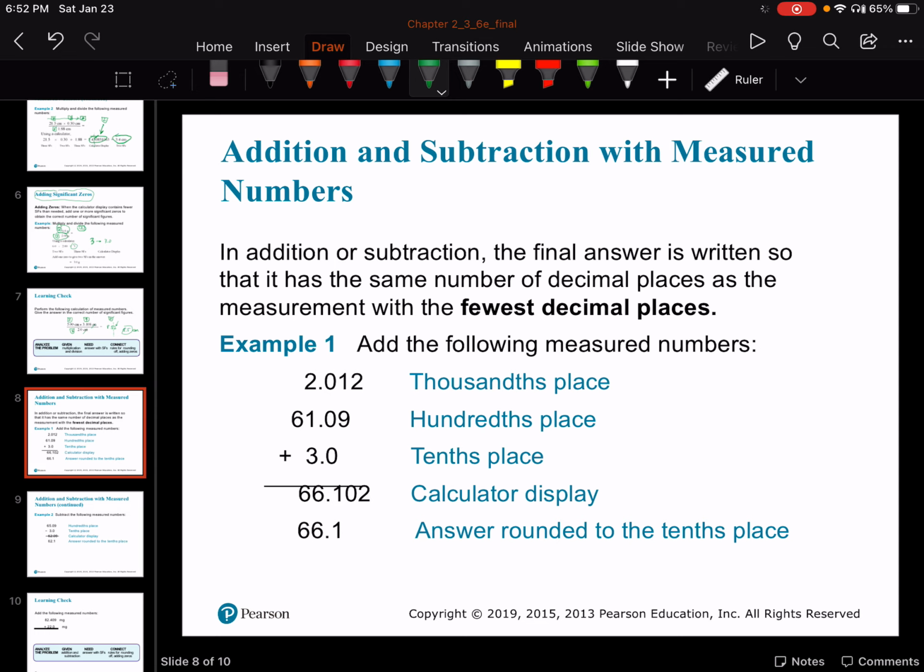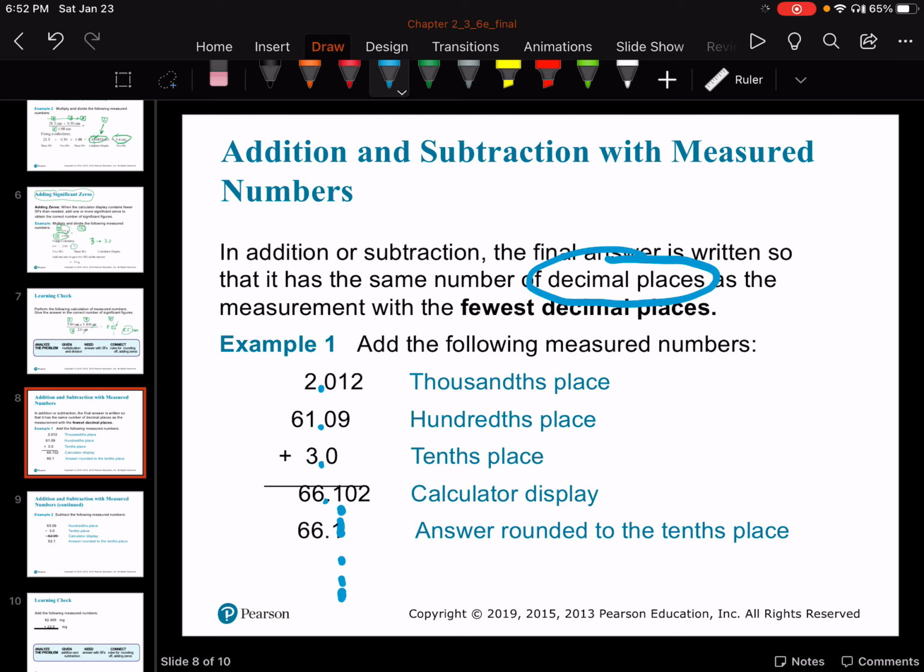Okay, so now let's talk about addition and subtraction with measured numbers. With addition and subtraction, the first thing we're going to do is line up the decimal points. Point, point, point, point. We've got to line the decimal points up, okay? And then the rule is the final answer is written so that it has the same number of decimal places as the measurement with the fewest decimal places, okay?